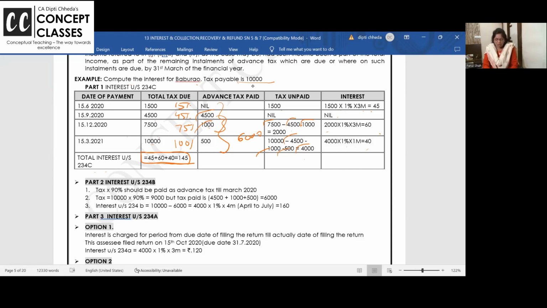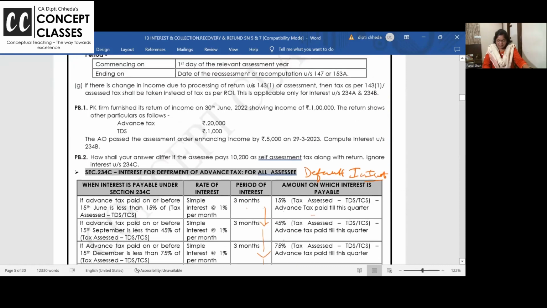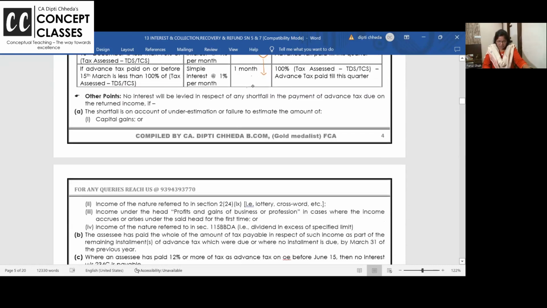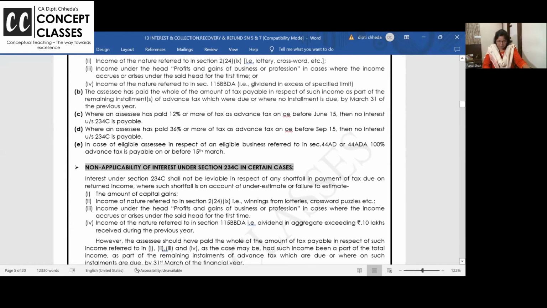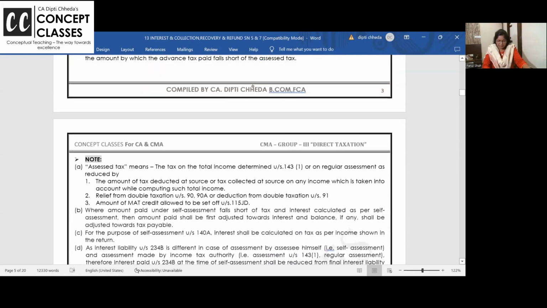10,000. Out of that, already you have paid 6,000. So 4,000 pay 1%. So in short, 234C interest is interest on default. Interest on default in installment. If this is clear, then I will go and read 234B. 234B padenge.